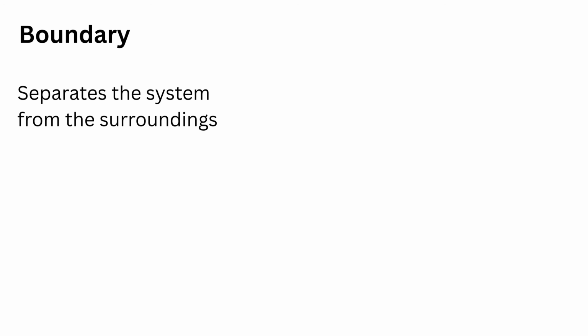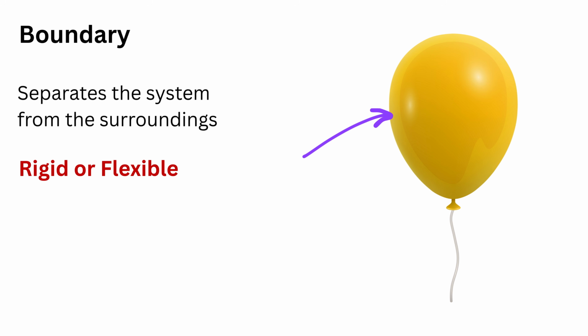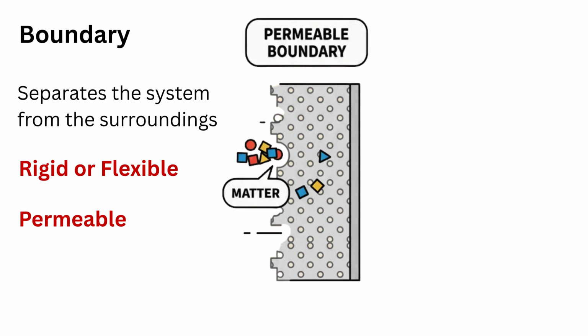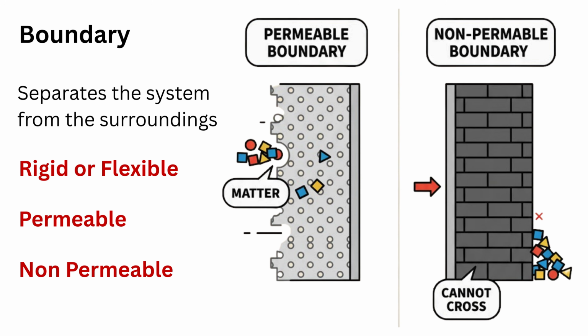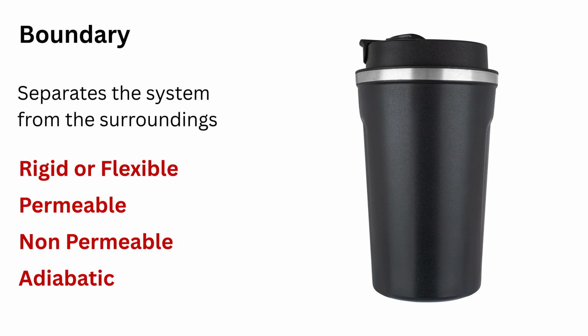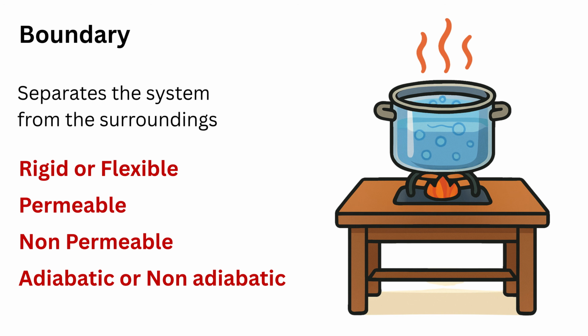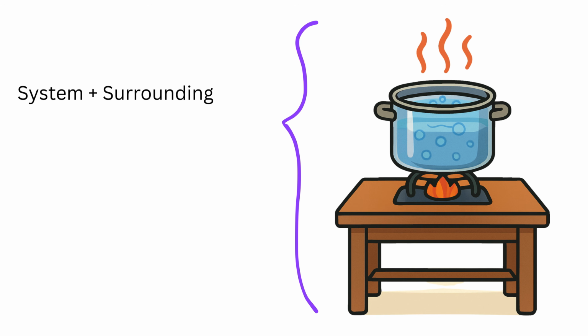The boundary can also have different properties. It can be rigid or flexible, like a balloon surface that can expand. It can be permeable, meaning matter can pass through it, or non-permeable, where matter cannot cross. It can also be adiabatic, meaning no heat passes through it, like a thermos flask, or non-adiabatic, where heat can pass easily. Finally, when we combine both the system and the surroundings, we get the universe. So, the universe is simply the system plus the surroundings together.